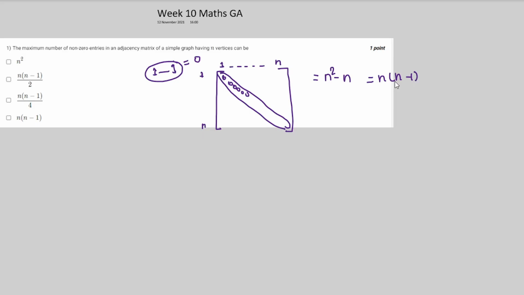This particular problem can also be solved by using some basic concept. Let us suppose there are n elements, 1 to n. For element 1 there will be n minus 1 options available. Similarly for 2 there will be n minus 1, similarly for 3 it will be n minus 1, so up to n it will be n minus 1. So the total entries will be equal to n into n minus 1.